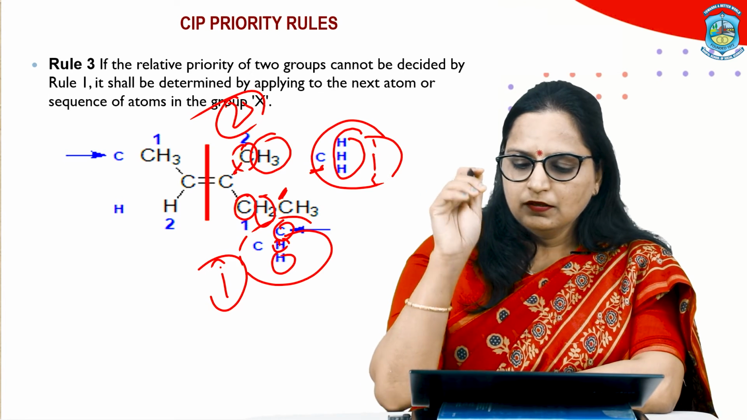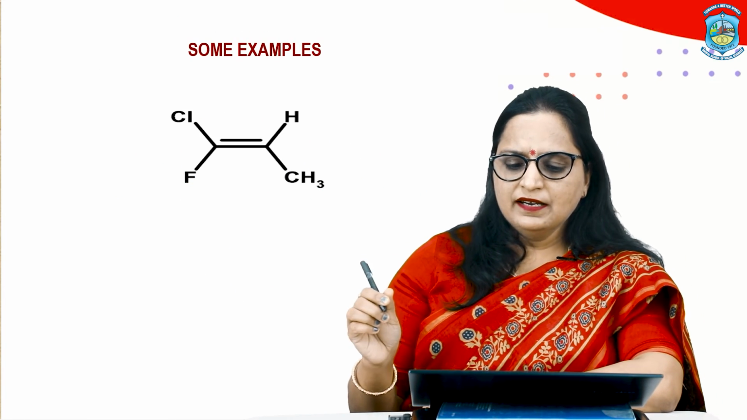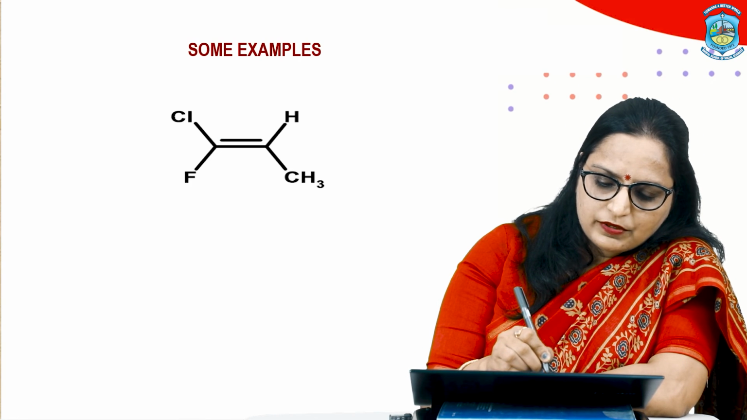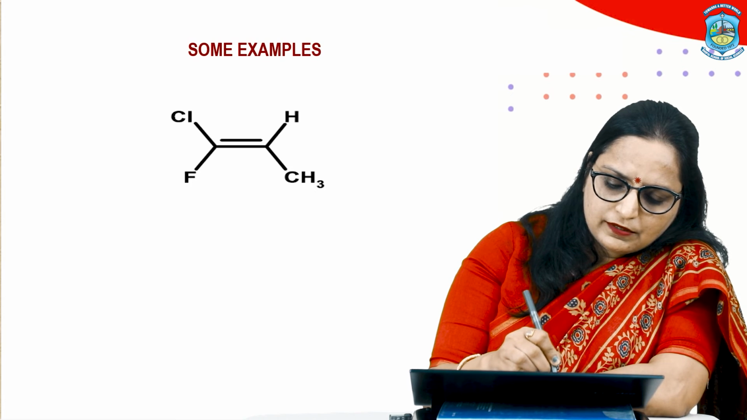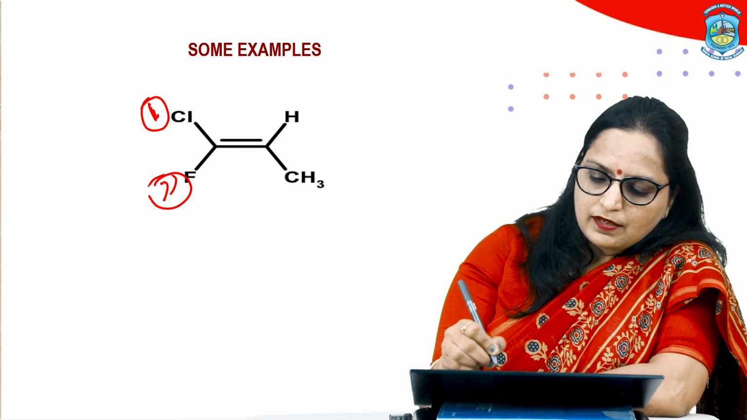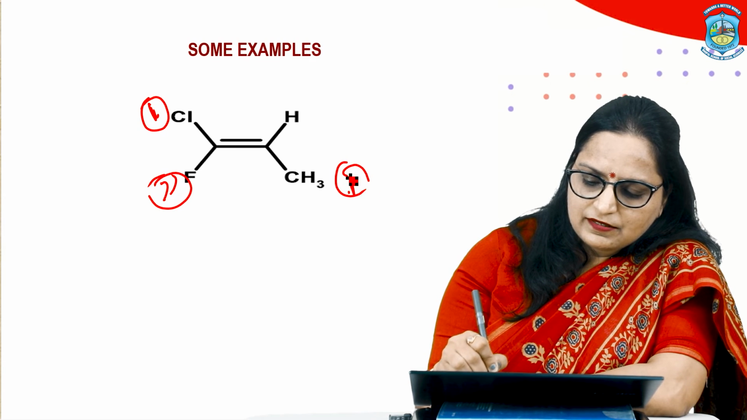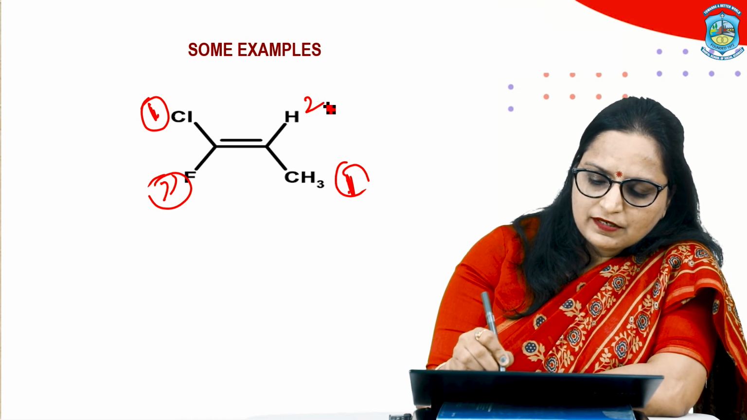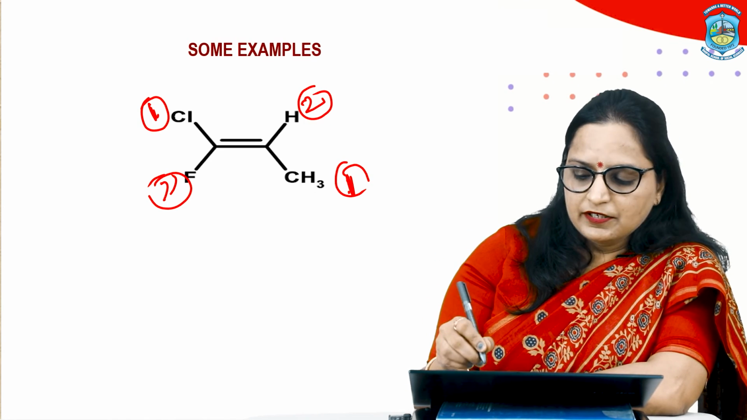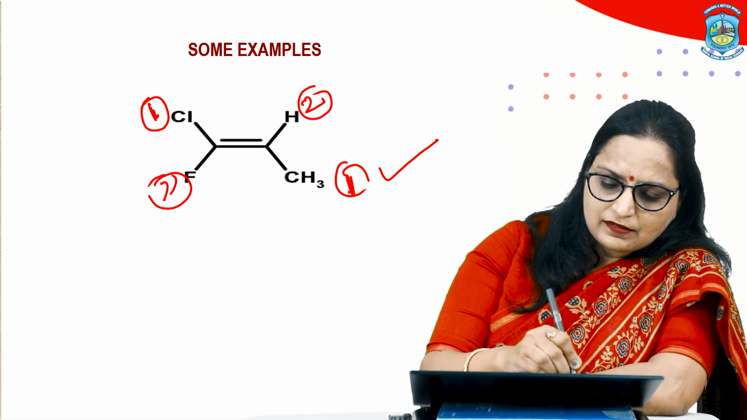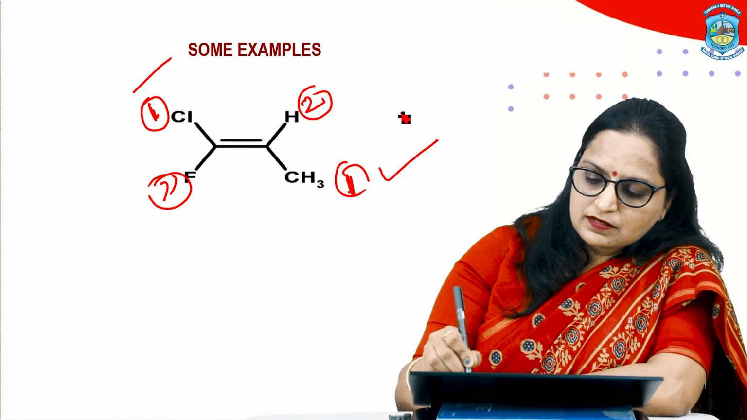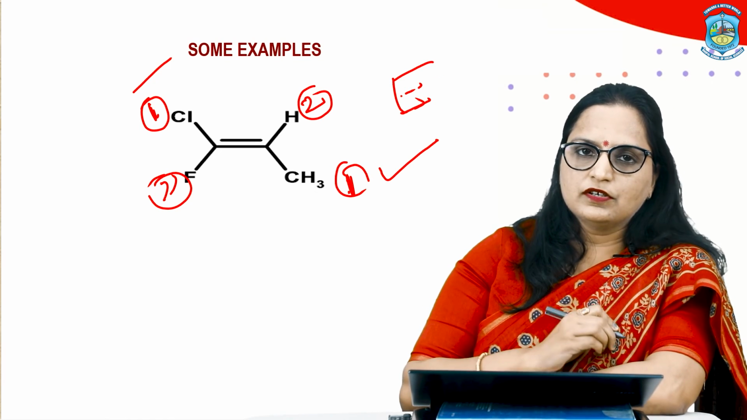Now, moving on to assigning E and Z, just have a look at the example. On carbon, you have chlorine and fluorine. You all know that chlorine has higher priority, so chlorine is 1 and this is 2. Then on this side CH3 will get the higher priority and H will get the lower priority. Now, compare the position of the higher priority groups. In this, you see that the higher priority groups are on the opposite side. So, opposite means we assign E configuration.